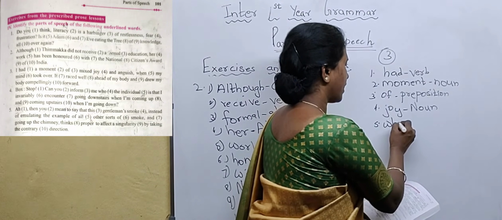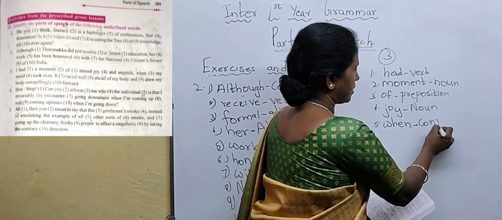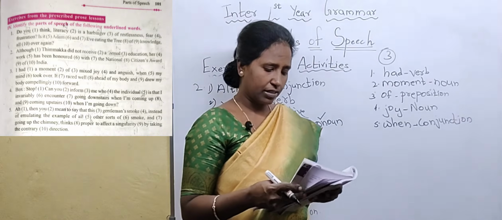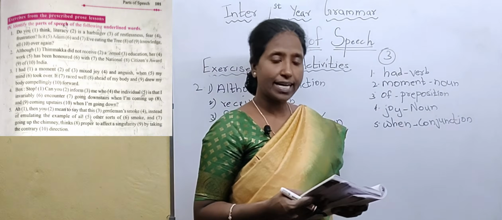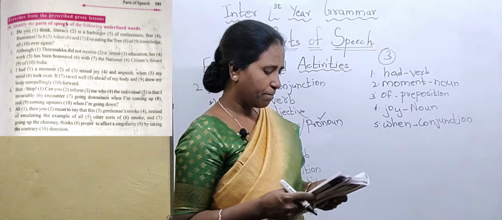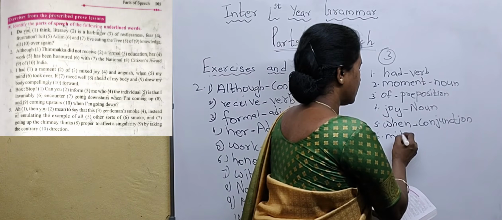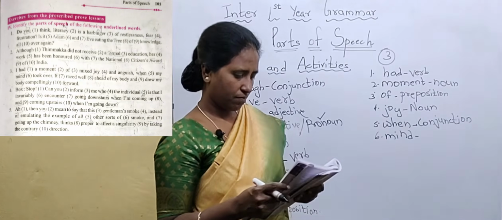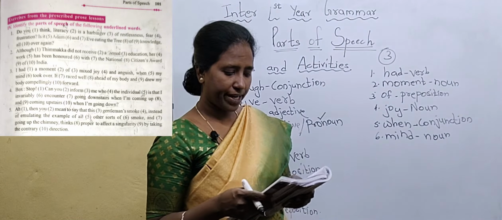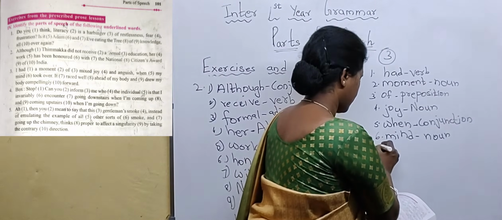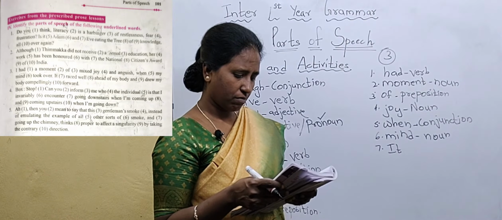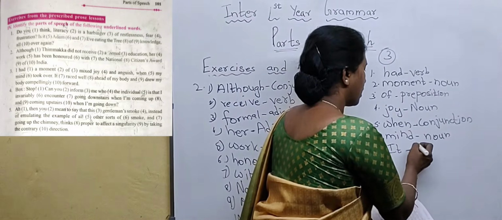So here, when is combining both the sentences. So it is a conjunction. Okay, it is a conjunction. You can call it a subordinate conjunction. When my mind took over. Mind is the sixth one. Mind is the noun. Mind took over it.